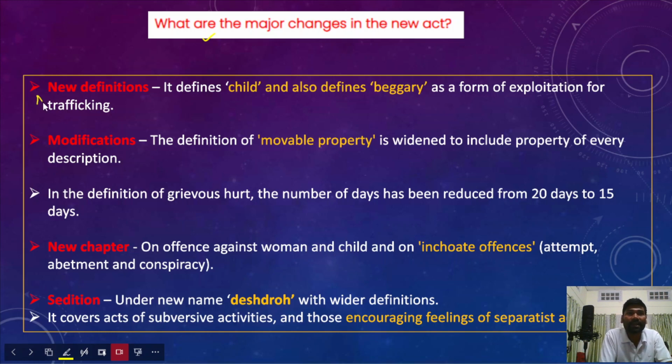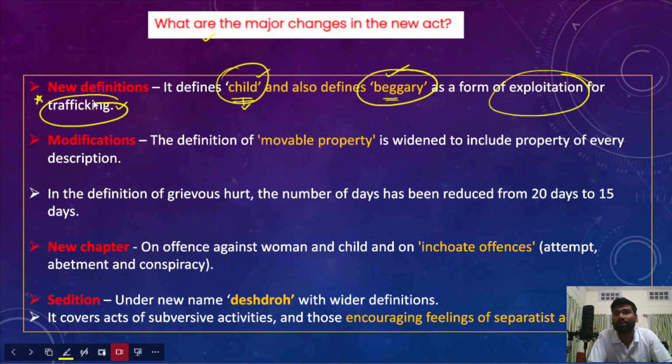So first and foremost, it has changed the definitions of child as well as beggary. Okay, so child and beggary are very sensitive issues, because they involve people who are most vulnerable. Therefore, in order to prevent the exploitation of people in the name of child and beggary, the definitions have been changed, because children are being used for human trafficking, and even beggary is a reason that further propels human trafficking and exploitation. So we can expect more strict provisions in the Bharatiya Nyaya Sanhita with respect to children and their exploitation for illegal causes.